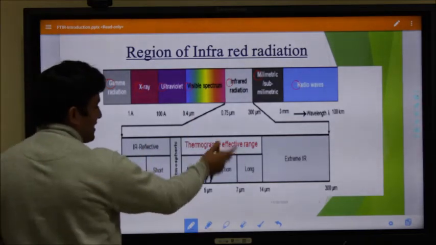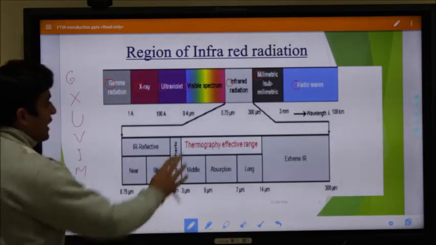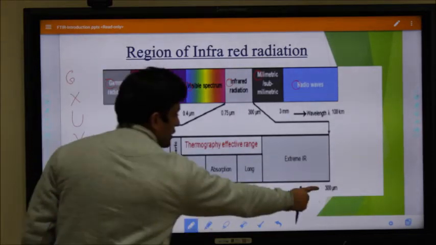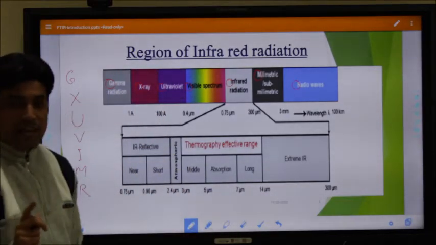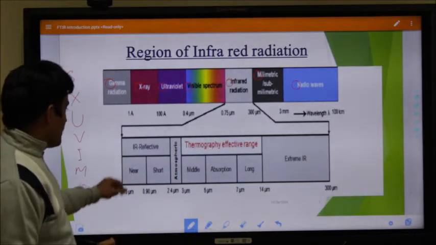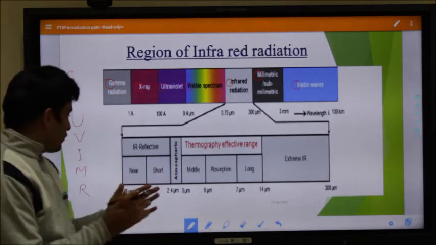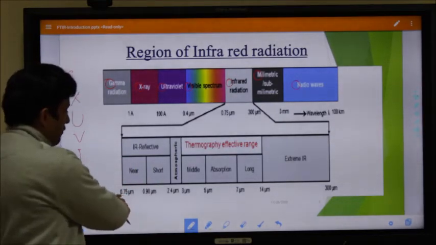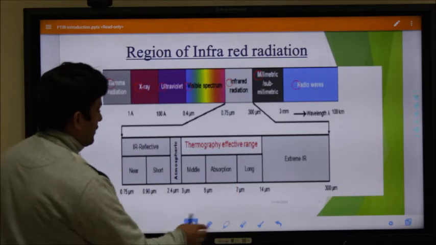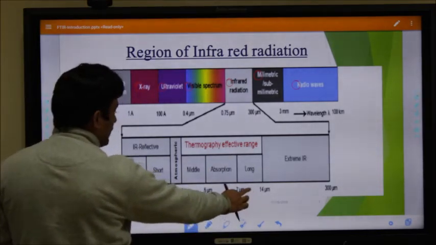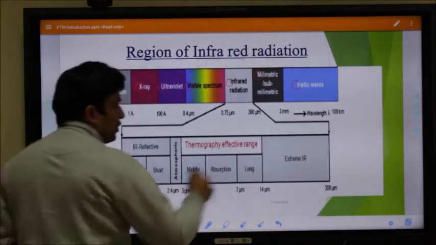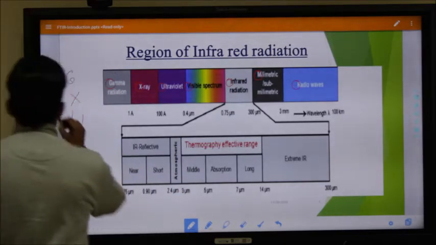Now, where does infrared spectroscopy lie? It lies in the region of 0.75 micrometer to 300 micrometer. Further, it comprises three different regions. Number one is the near IR region, which ranges from 0.75 micrometer to 2.5 micrometer. The next region is 2.5 micrometer to 15 micrometer. And the last one is the extreme IR region, up to 300 micrometer. Let me erase this.